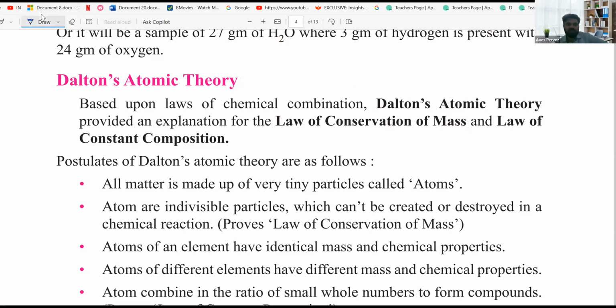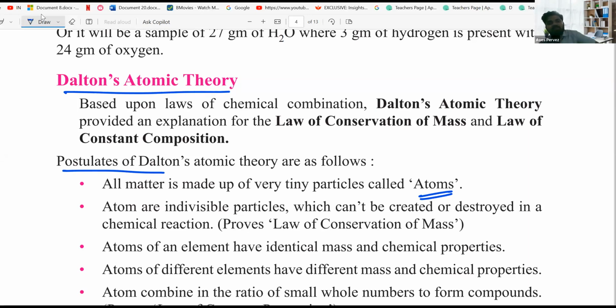The first postulate of Dalton atomic theory is that all matter is made up of tiny particles. We call them atoms. And atoms are indivisible particles of matter, meaning atoms can neither be created nor destroyed during a chemical reaction. Actually, we can further divide atoms into subatomic particles like electron, proton, and neutron.